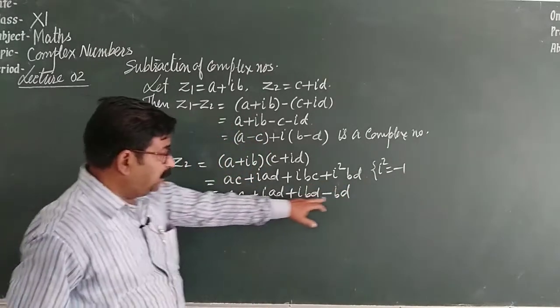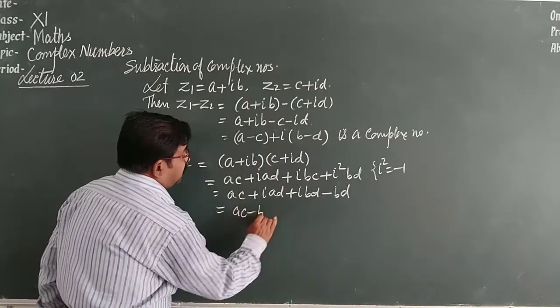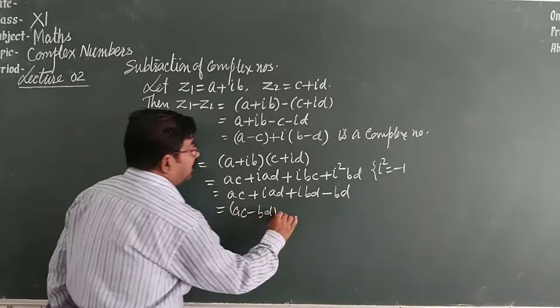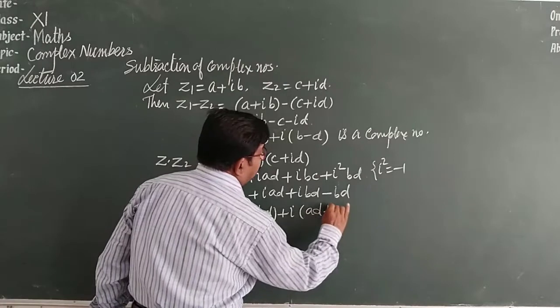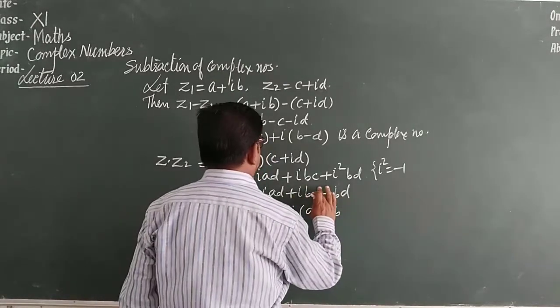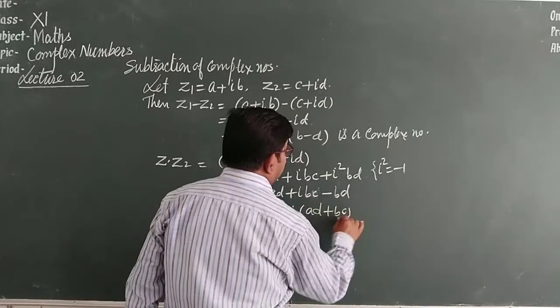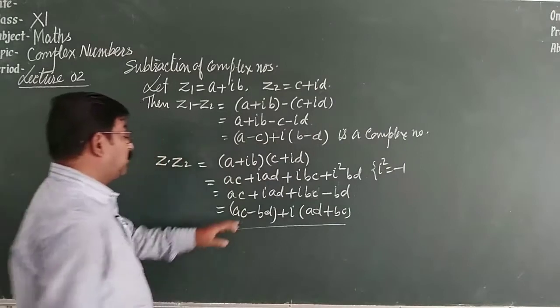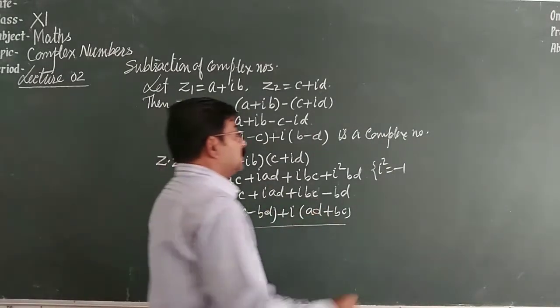So ac and bd are real. So we can write ac minus bd together plus i is common, we have ad plus bc. So this is again a complex number. This is the real part and this one is the imaginary part.